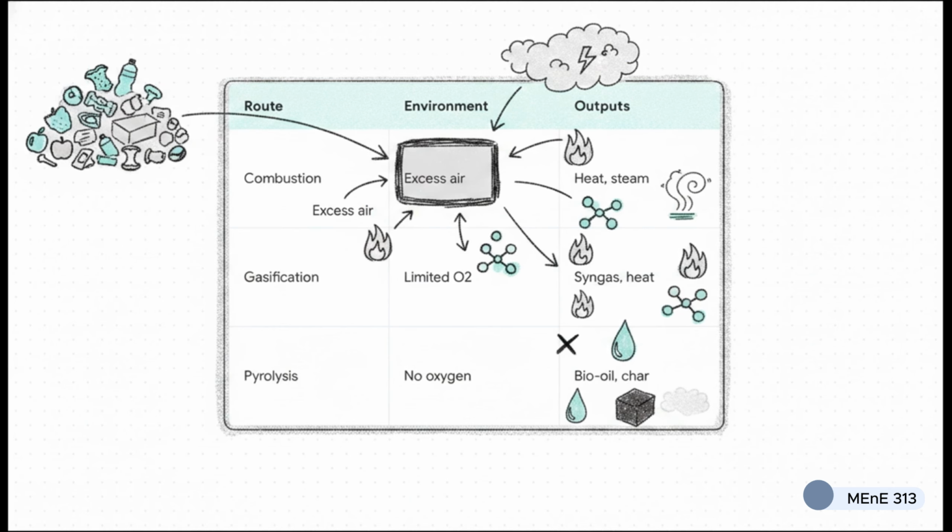Let's break this down. Combustion operates with excess air to completely oxidize the waste, giving us heat, steam, and electricity. But then you have gasification, which uses limited oxygen or steam to produce a combustible syngas. Meanwhile, pyrolysis operates in the complete absence of oxygen to thermally decompose organic materials into bio-oil, biochar, and non-condensable gases. So each route has completely different feedstock requirements and outputs.